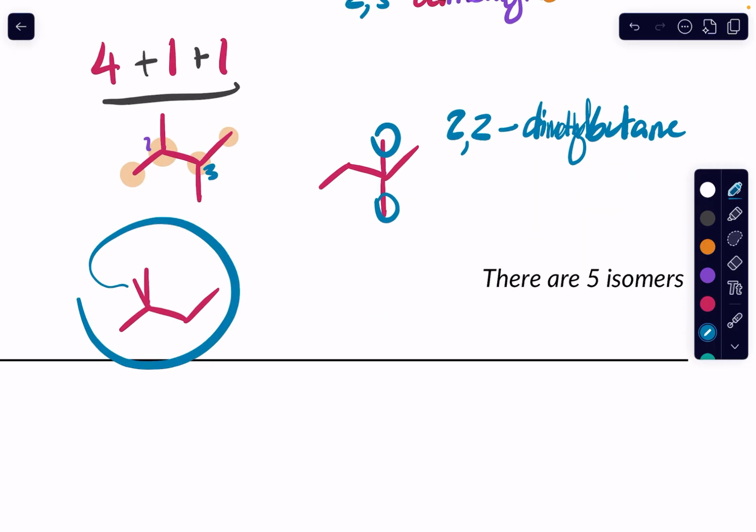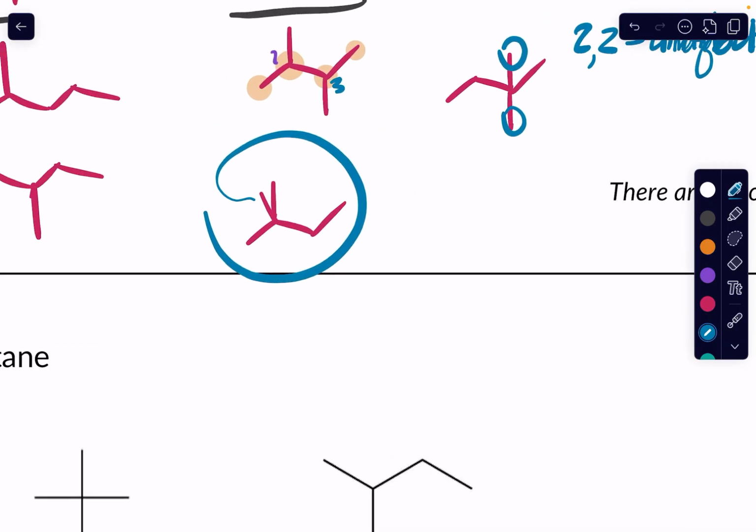And then let's have a look at this one. Again, I'm going to try and speed through this one. 4 carbons in a row, bute, no double bonds, ane. 2 methyl groups, 1 here and 1 here. So that is a dimethyl again.